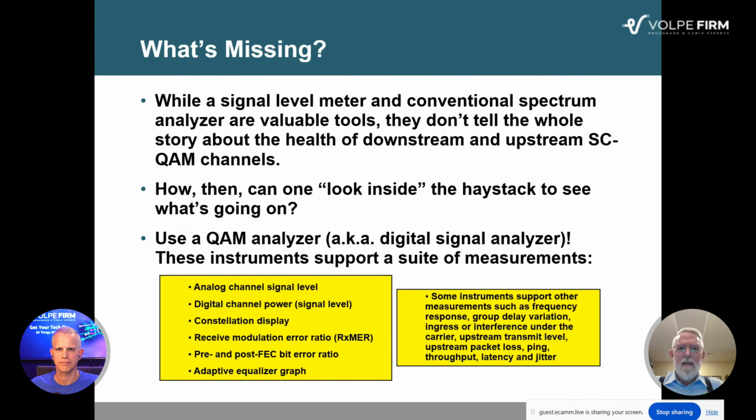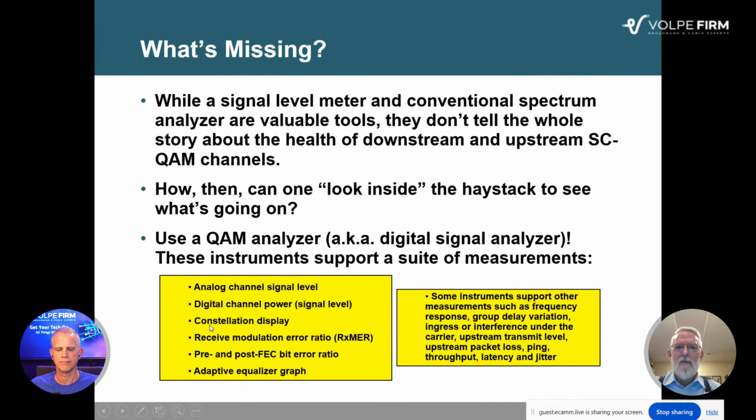But a QAM analyzer can provide all kinds of information. It depends on the make and the model. Some makes and models support different features and functions, and others add more. But typical functionality includes the ability to measure things like a regular signal level meter does. So you can measure the signal level of analog TV channels. You can measure the signal level of your digital channels. That is the digital channel power.